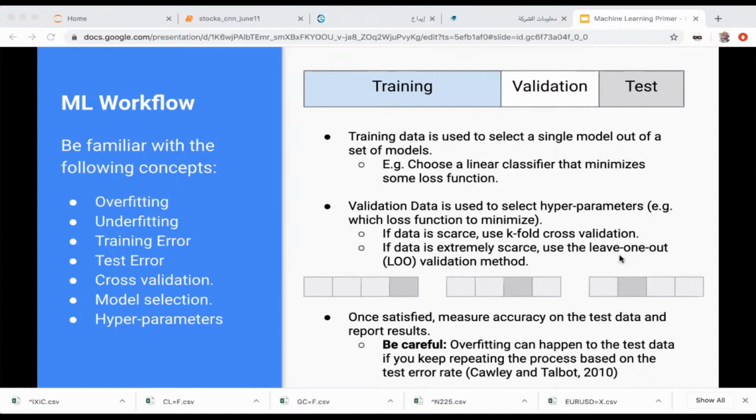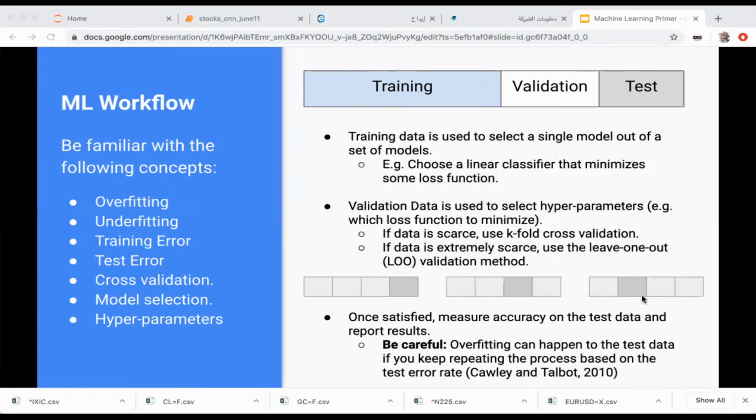So you should only do this if the data is very limited, if you have issues with the quantity of the data. Okay. And once you're satisfied, so this is the training and the validation. Once you choose your model and you're done with the analysis, then you use the test data. You report the accuracy on the test data.